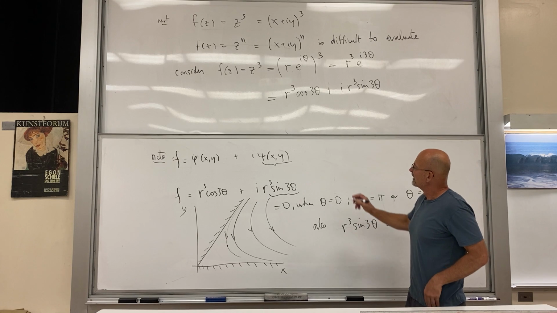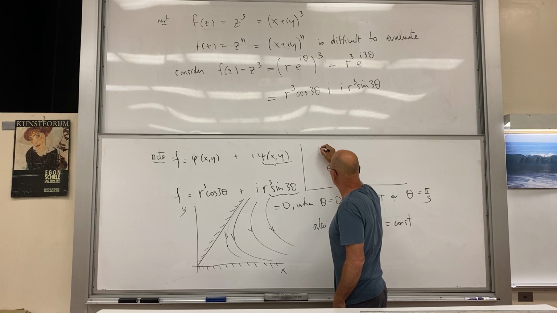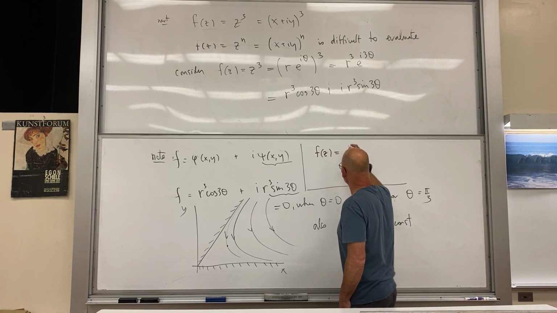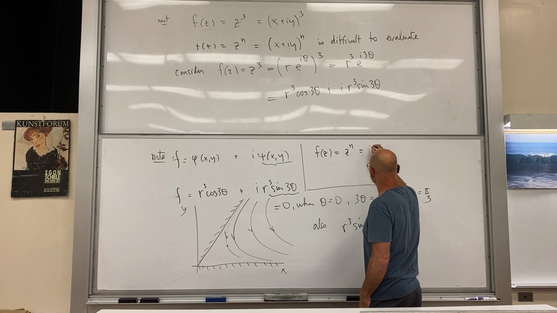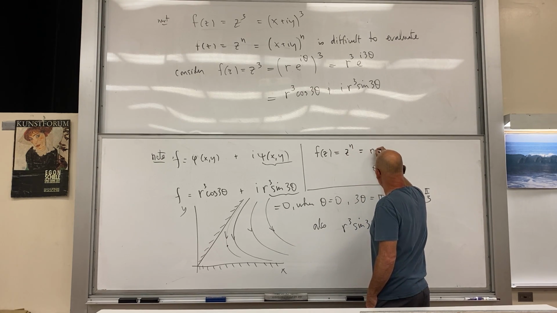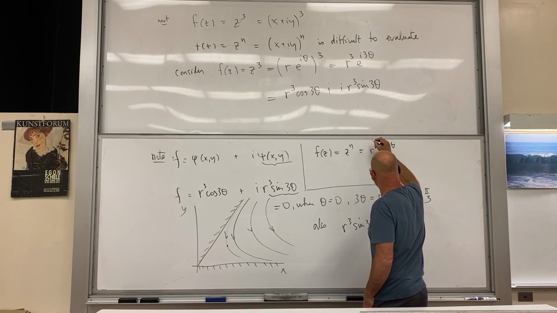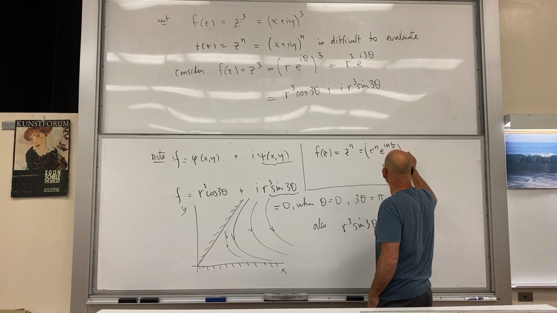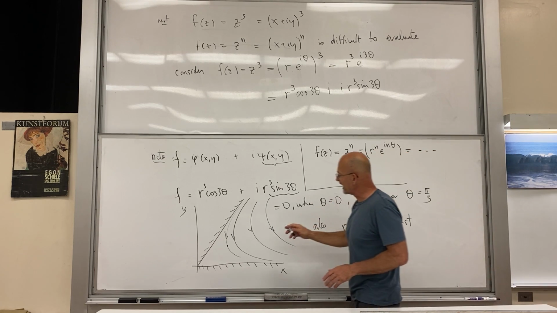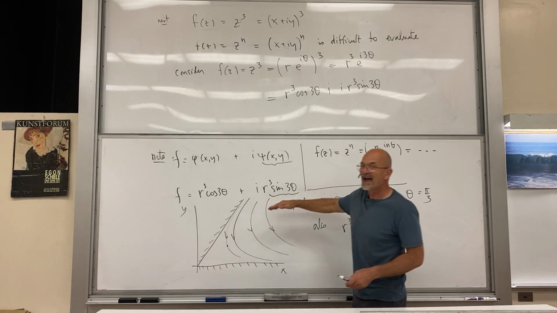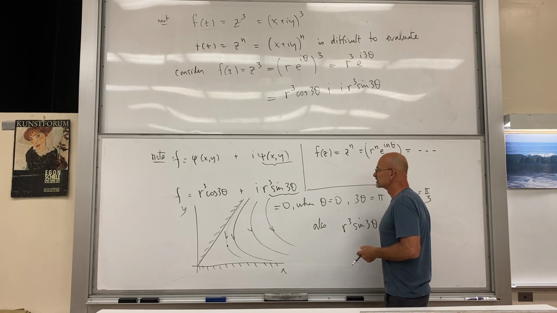And now you can see what would be the situation for r to the n. f of z equals z to the n, you would have r to the n e to the i n theta. And you do the same thing I just did, and you see for each higher power of n, you'd have a smaller and smaller wedge, okay, in which the fluid flows. Okay, so that's for fluid flows.